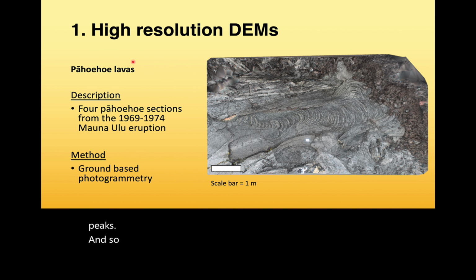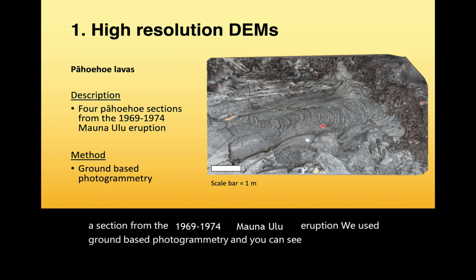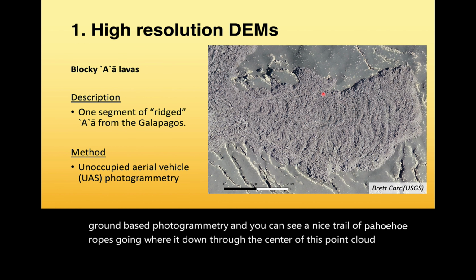And so for an example of what one of our pahoehoe DEMs might look like, this is a section from the 1969-1974 Mauna Ulu eruption. We used ground-based photogrammetry, and you can see a nice trail of pahoehoe ropes going right down through the center of this point cloud here.